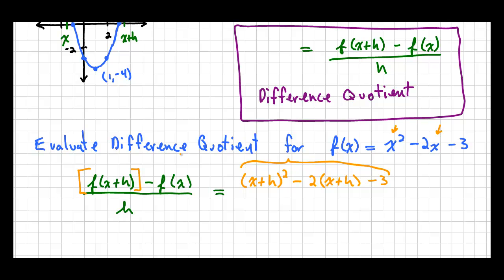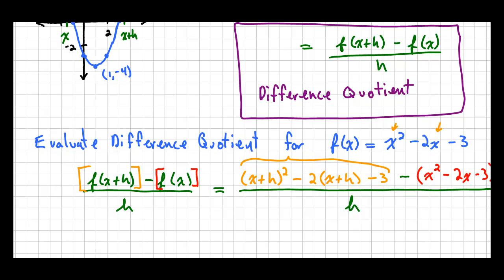And then it's going to be minus, let's do this one in red, so minus f of x. So minus, and I'm going to throw parentheses around this because we're subtracting the entire function, minus f of x. So that's going to be x squared minus 2x minus 3. All over, so make sure you draw that under the whole thing, all over h.